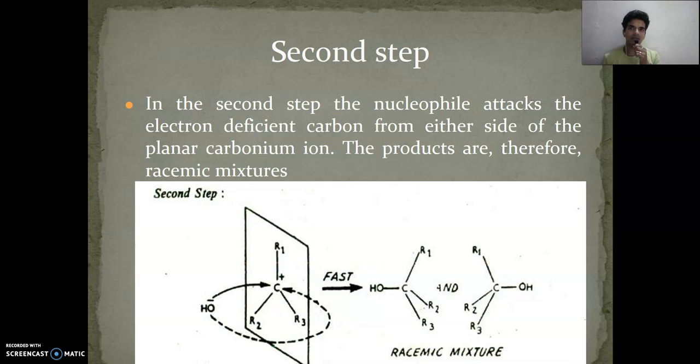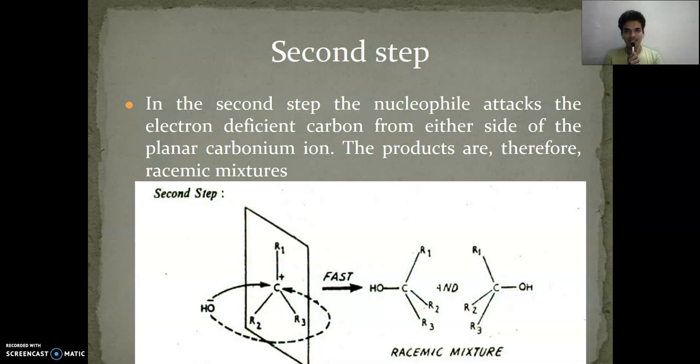Then in the second step, the nucleophile attacks the electron deficient carbon from either side of the planar carbonium ion, that is from the front side or back side. The products are therefore a racemic mixture. In the second step, the OH attacks from both sides on the carbonium ion. It is a fast step and produces a racemic mixture, because if it attacks at the front side, it gives the first compound, and at the back side it gives the second compound.